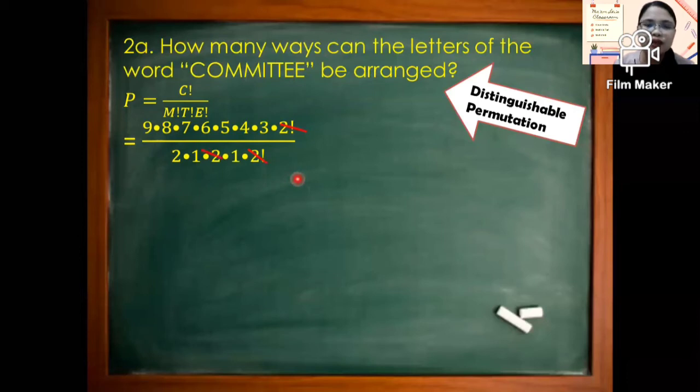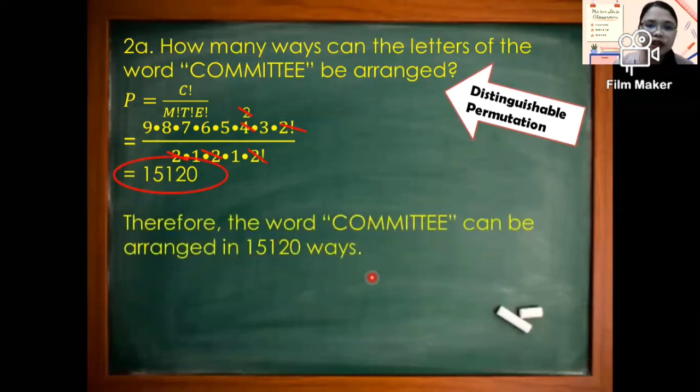Pwede rin natin cancel ang 2 at ang 4. 4 divided 2 is 2. Then pwede rin ang 2 at 2. So ngayon, i-multiply na lang natin yung mga natitira. So 6 times 5 is 30. Times 7 is 210. Times 8 is 1,680. Times 9 is 15,120. So that will be now the answer for 2A. Therefore, the word committee can be arranged in 15,120 ways.